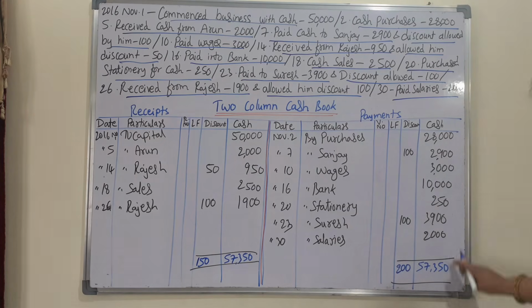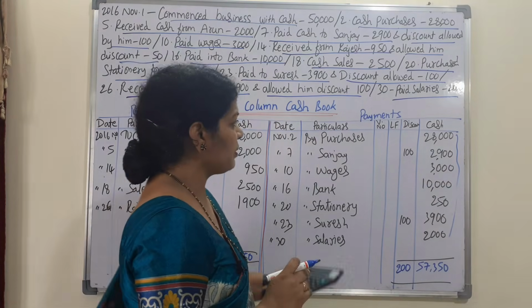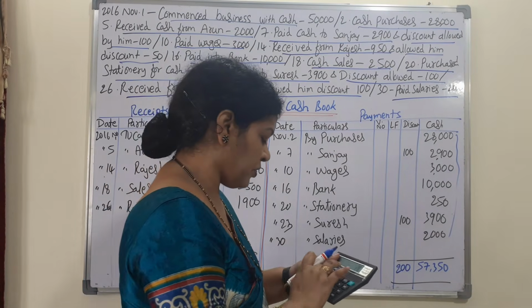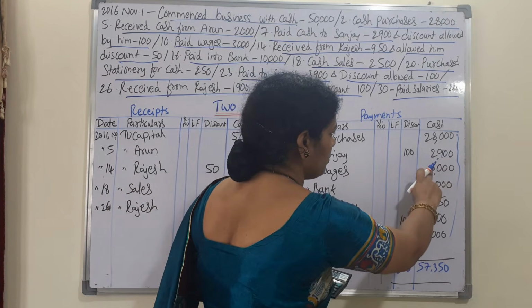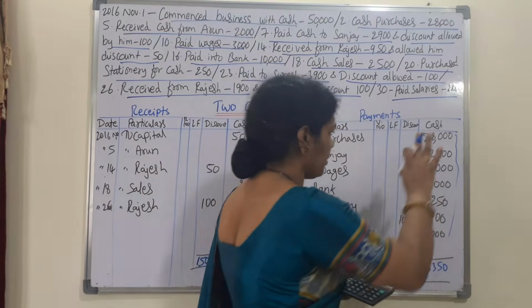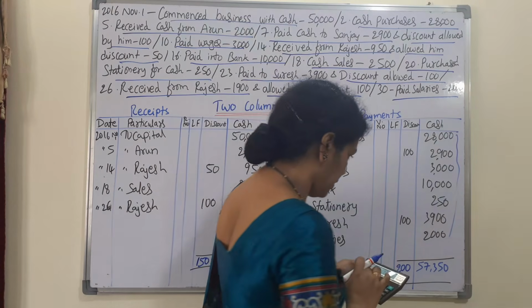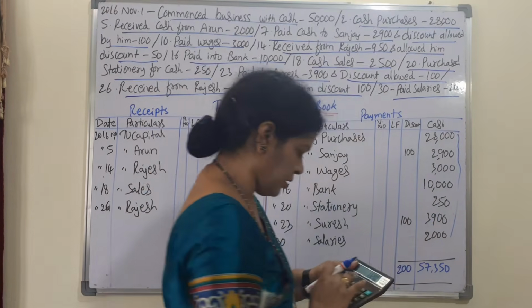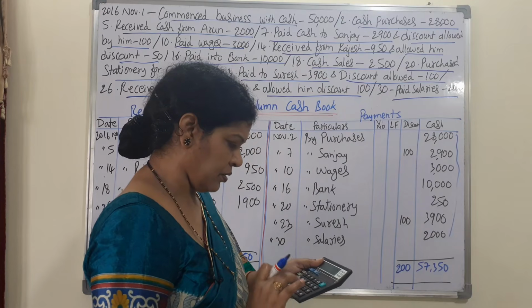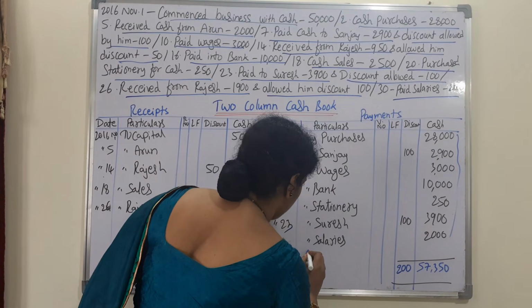Now 57,350 minus all these, we'll get the balance carried down. So let me deduct all these transactions. 57,350 minus 28,000, minus 2,000, minus 5,900, 15,900 I'll take directly, 15,900 minus 250, minus this 5,900. It comes to 7,300. So the balancing figure is 7,300.